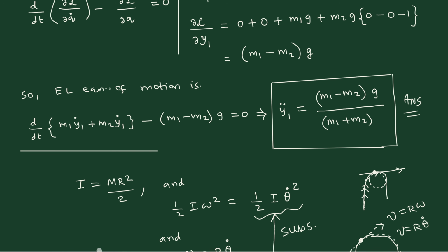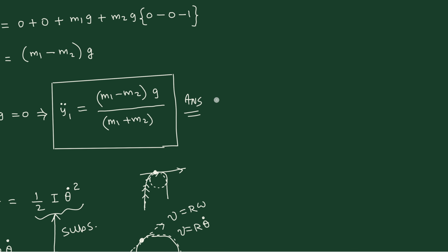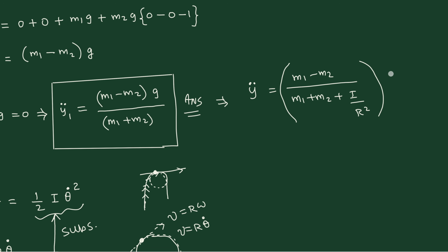There is nothing big to repeat in the calculation, so instead of repeating it, I will better write down the small change that you will get. You will be getting this answer: y double dot equals m1 minus m2 divided by m1 plus m2 plus I divided by r square, multiplied by g. This will be the new answer that we will have if you include the moment of inertia into the system.